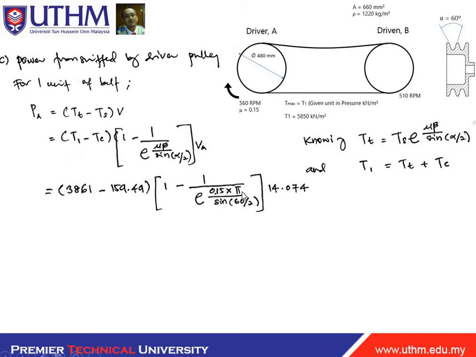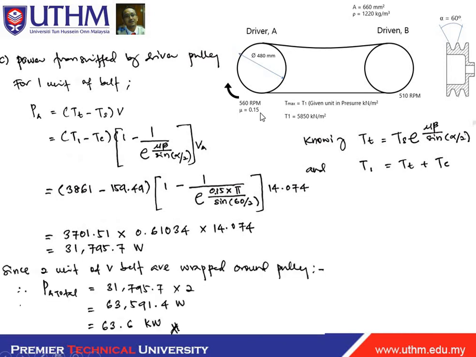but we must put it in radians. Why 180 degrees? Because the diameter of pulley is the same. And then divided by sine 60 divided by 2. This is the groove angle of the pulley itself. Times the velocity of A just now. So you got the power at A for one unit of belt is equal to 31.795 kilowatt.